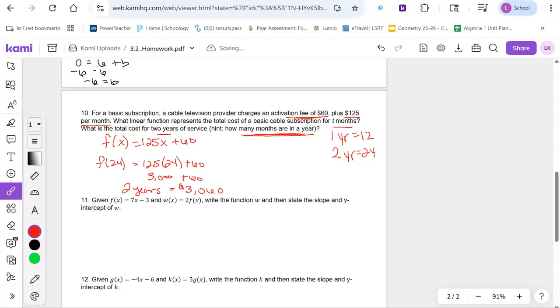Now, this says given f of x equals 7x minus 3 and w of x equals 2 times f of x, write the function w and then state the slope and y-intercept of w. So all I'm doing here is multiplying this entire thing by 2. So 2 times f of x equals 2 times 7x minus 3. So it's going to be 14x, because you're distributing, minus 6. So 2 f of x equals 14x minus 6. So my slope is now 14, and my y-intercept is now negative 6.